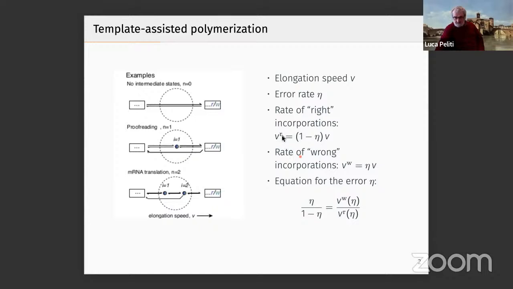Now, quite trivially, we have this result, that the ratio of the error rate to one minus the error rate is equal to the ratio of the wrong incorporation speed to the right incorporation speed. That's quite trivial.